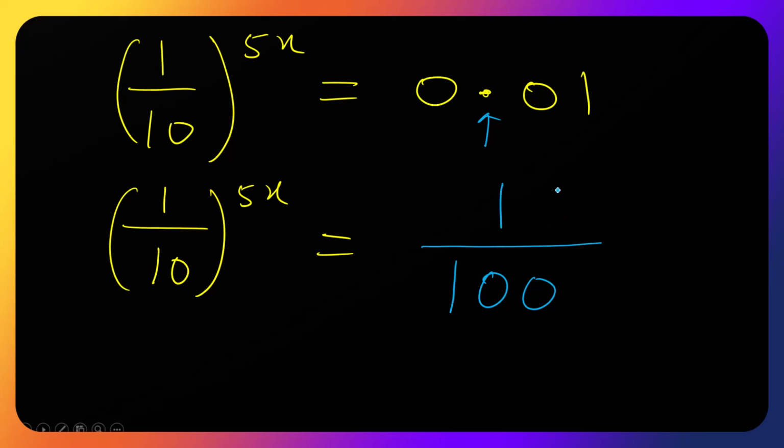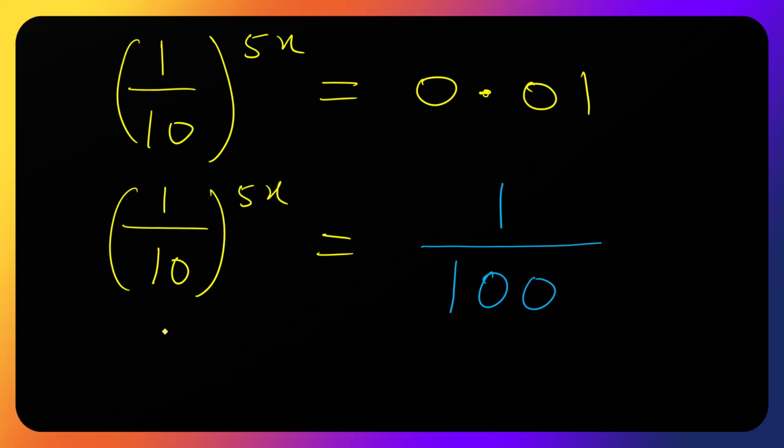So 1 on 100 is the same as 0.01. You can check it on the calculator. When you take 0.01 on the calculator, it will give you 1 over 100. So don't stress yourself here. This one is the same as this. Now, our idea here is to always make the bases equal.